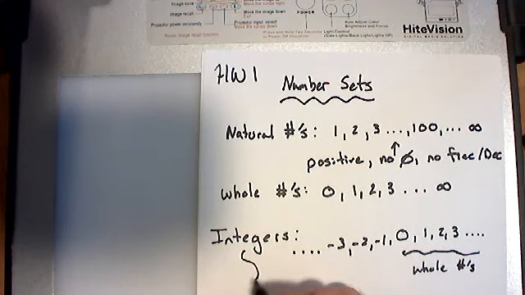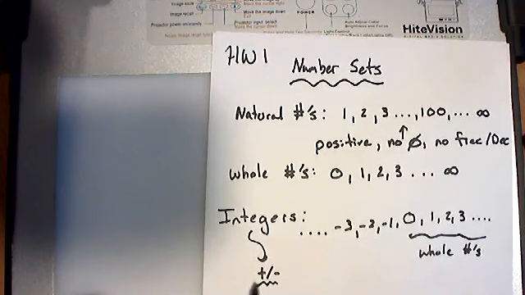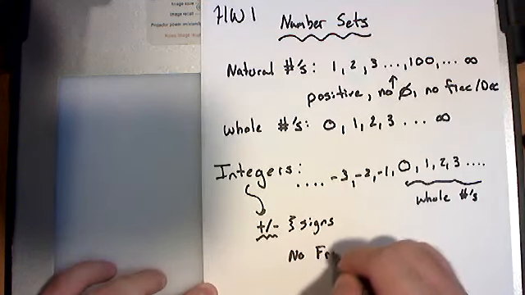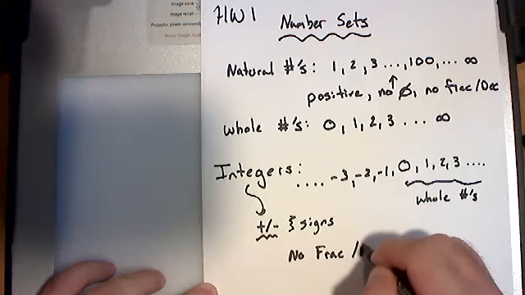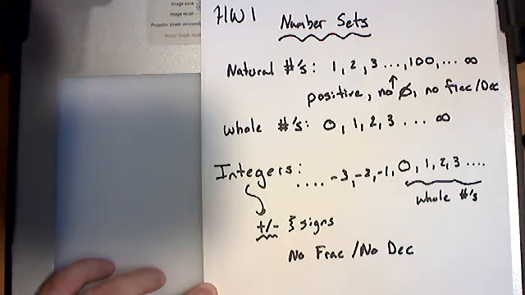So the important thing about the integers is this is where you get signs. We already had positive numbers, but now we have positive and negative numbers. When we say signs, we mean positive and negative. That's where the integers come in. What's important, because this is where people start getting confused, is that there are still no fractions and there are still no decimals in the integers, okay?